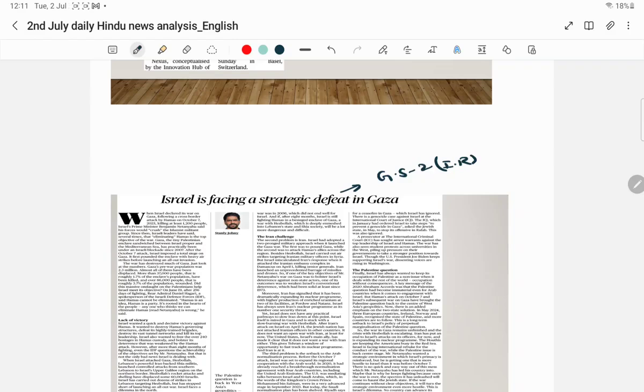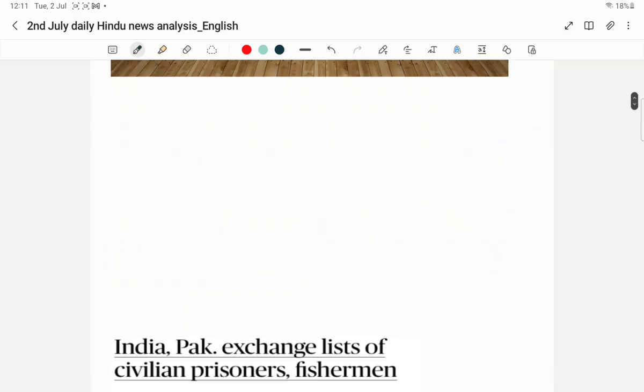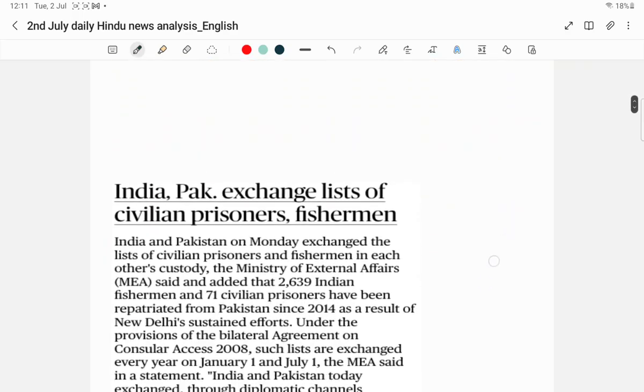Yes friends, these are the articles which we have to cover, and these articles are picked from the Delhi edition of the Hindu newspaper. I hope it is clear, right? I think you are excited to start the first article. Yes, let us start the first article.